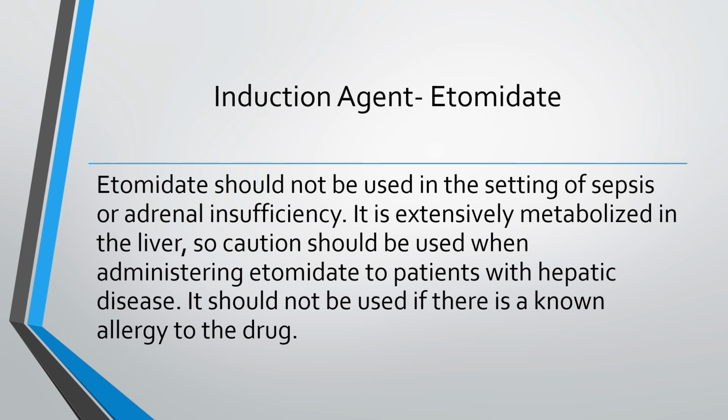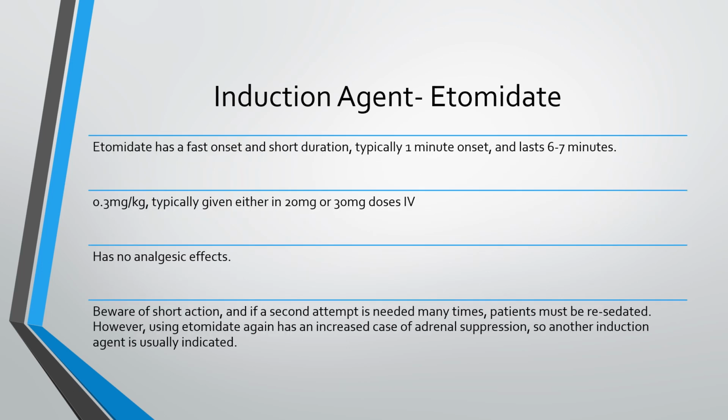And this is just further talking about what I was just saying. Etomidate should not be used in the setting of sepsis or adrenal insufficiency. So if they have adrenal gland issues, we should not be using it. It is extensively metabolized in the liver, so caution should be used when administering etomidate to patients with hepatic diseases. It should not be used if there's a known drug allergy to that medication. Etomidate has a fast onset and short duration, typically 1 minute onset and lasts 6 to 7 minutes.